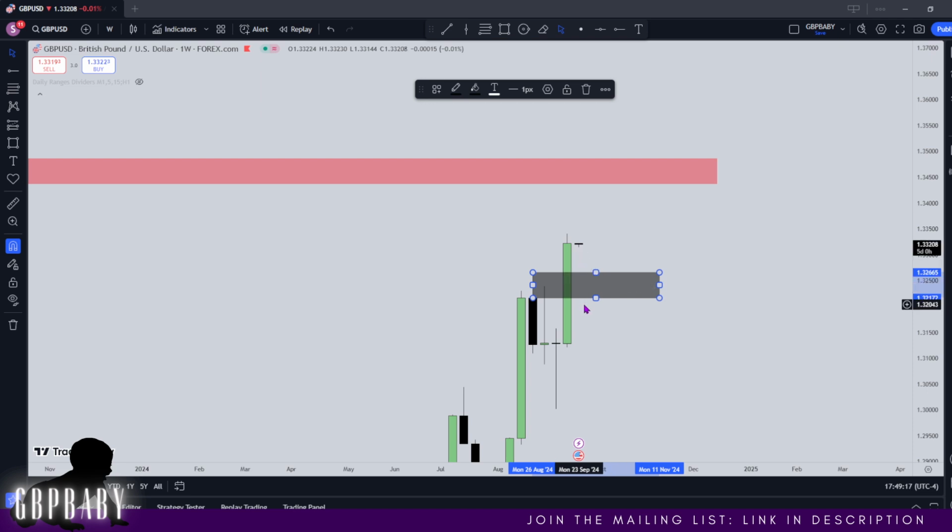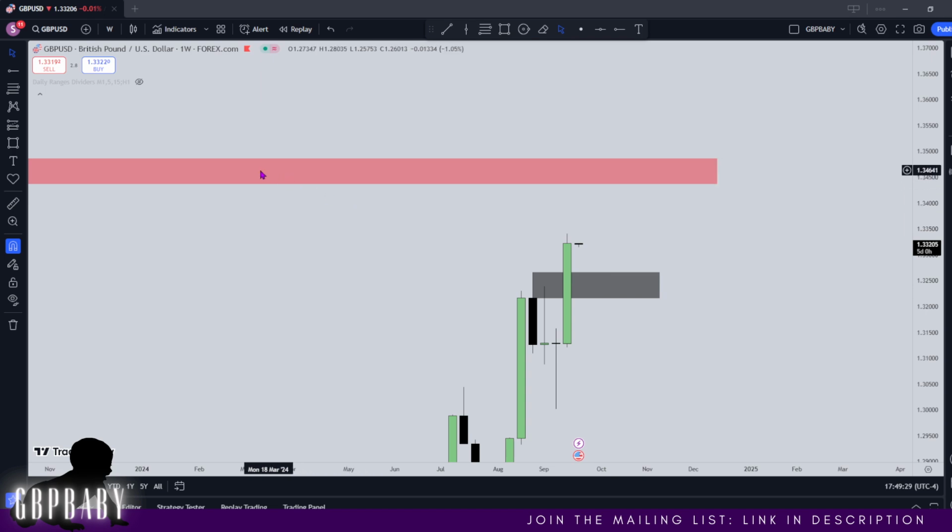If we drop any lower than the open of this bullish order block, I won't be happy at all. Just because we want to see that continued respect of bullish PD arrays, and a weekly bullish order block should definitely be one, because it'll be very sensitive.